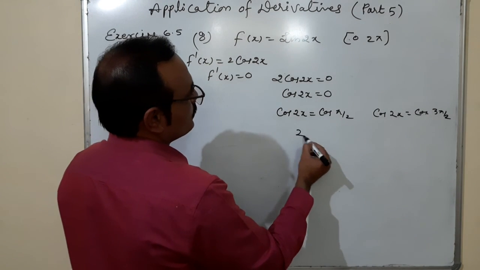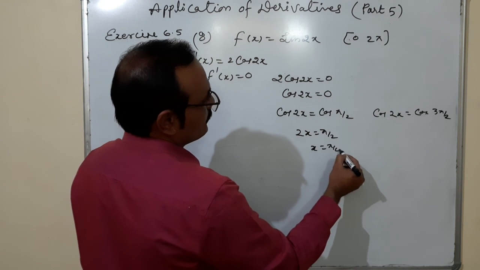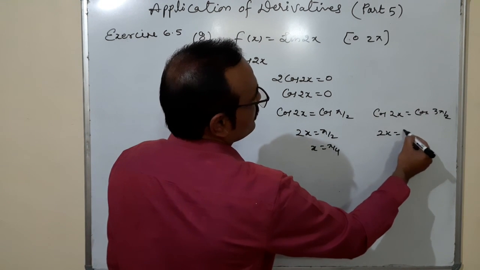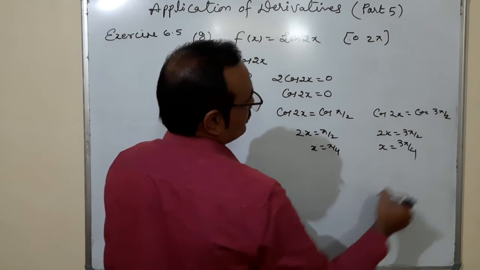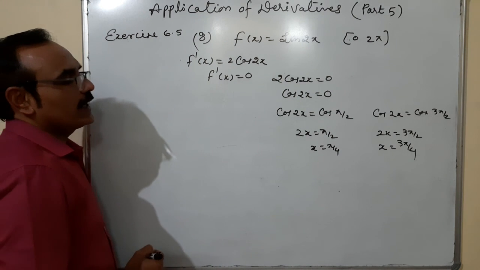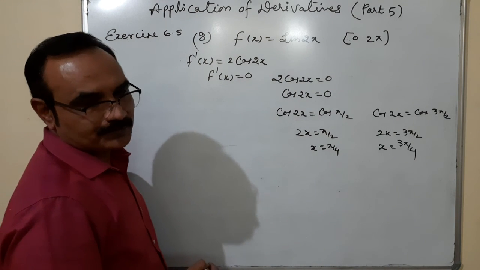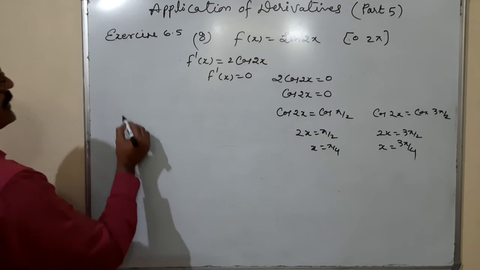So 2x is equal to pi by 2, x is equal to pi by 4. 2x is equal to 3 pi by 2, x is equal to 3 pi by 4. So there are 2 points we are having, x is equal to pi by 4 and x is equal to 3 pi by 4. And now let us see the second derivative.